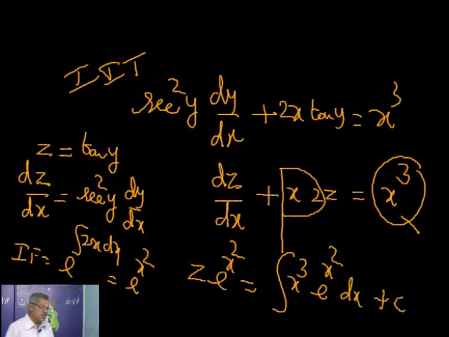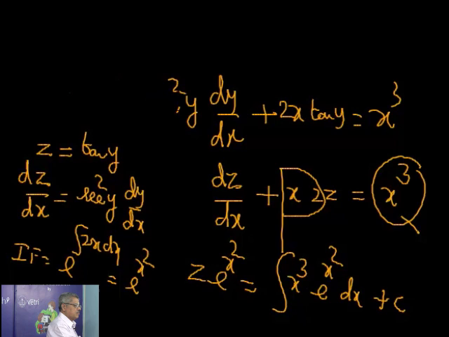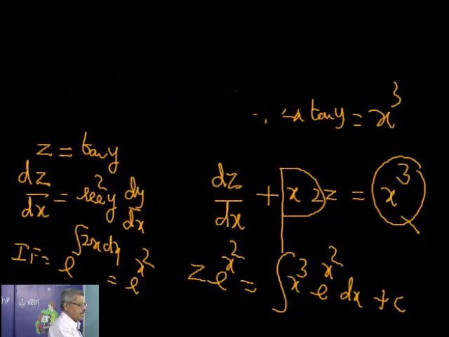We are getting x cube e power x square. Now we have to integrate by parts. Let us see what integral we are getting. We are getting the substitution in such a way. That's why I told you it's an IIT type of problem. For this integral, we are giving some substitution.